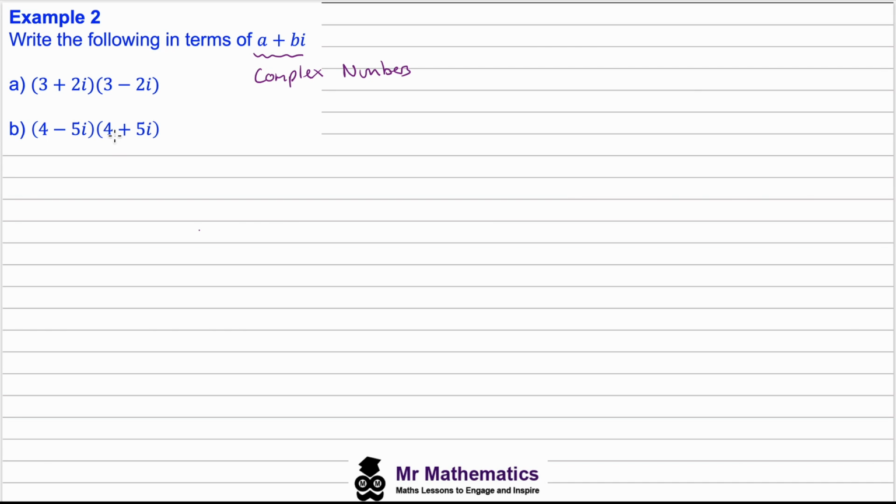Okay, so for example A, we have 3 plus 2i multiplied by 3 minus 2i. And we can treat this like expanding a pair of algebraic brackets. We'll multiply every term in the left bracket by every term in the right bracket. So we'll have 3 times 3, which will give us 9. 3 times negative 2i, which will give us negative 6i. 2i times 3, so positive 6i. And then 2i times negative 2i. Well, a positive times a negative will give us a negative. 2 times 2 will give us a 4. Then we'll have the i times the i to give us the i squared.